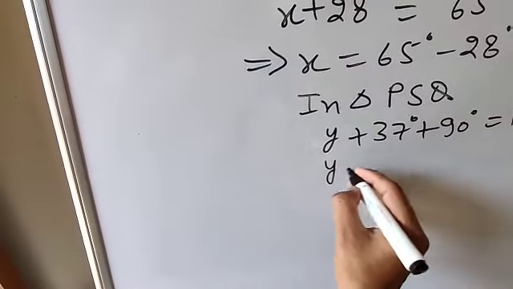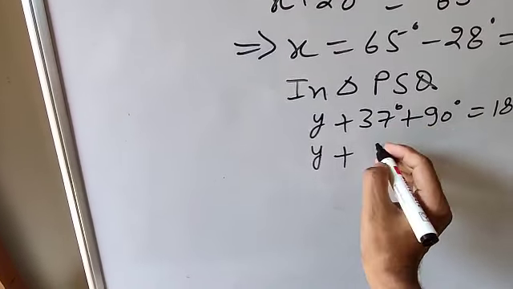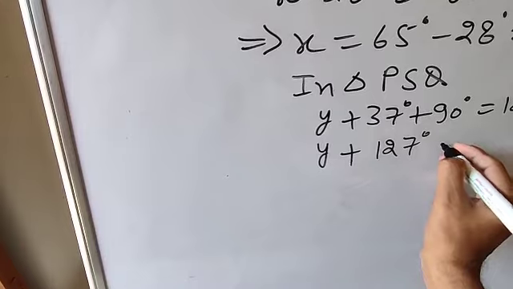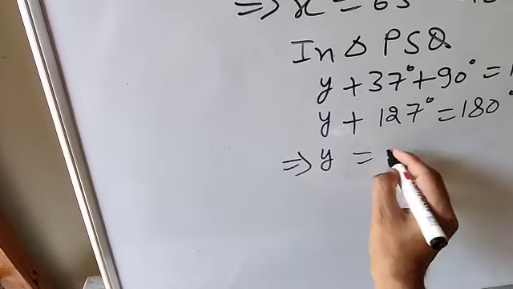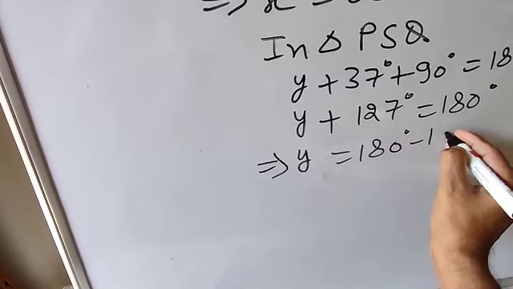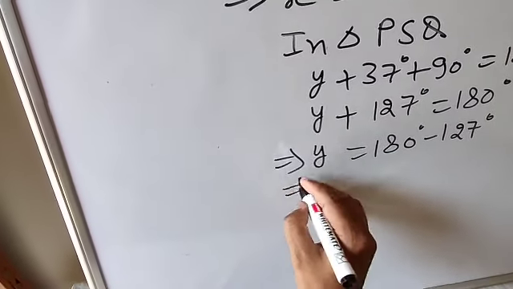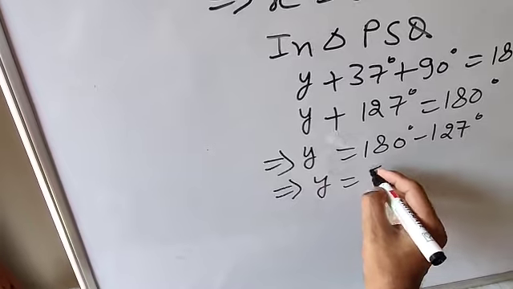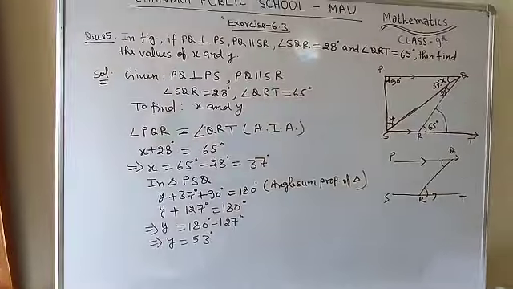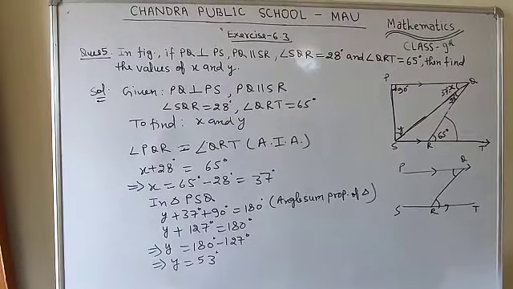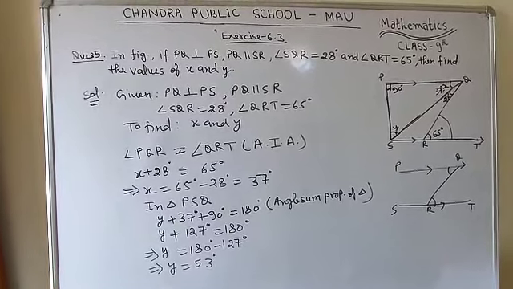So here y plus 90 plus 37, that will be 127 degrees, equals 180 degrees. Then it shows that y equals 180 degrees minus 127 degrees. So y equals 53 degrees. So the value of y is 53 degrees. This is the complete solution of question number 5.